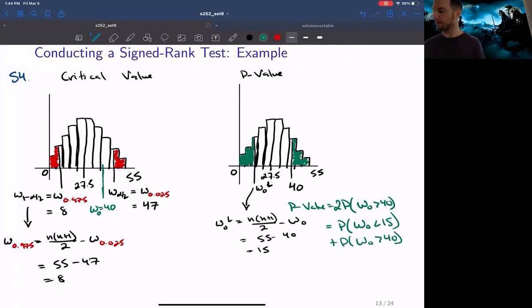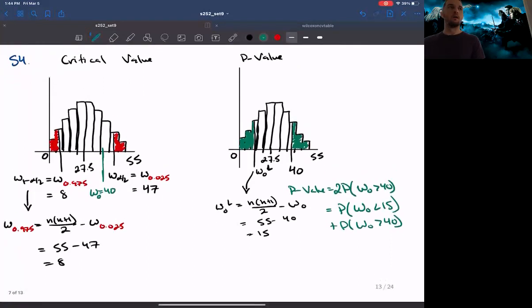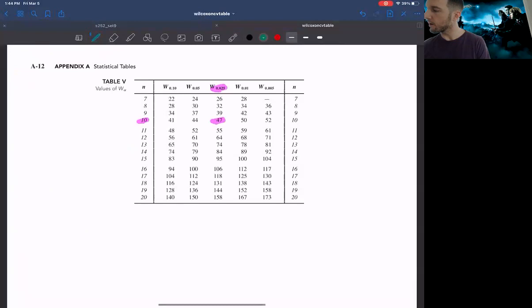Okay, so those are the same thing. Now what we would do is use that Wilcoxon table the same way that we do a t-table. So we go to the Wilcoxon table, highlight our sample size, and move our way through the table and look for 40. We can see that our test statistic is right here. So on this line, we are less than 41.